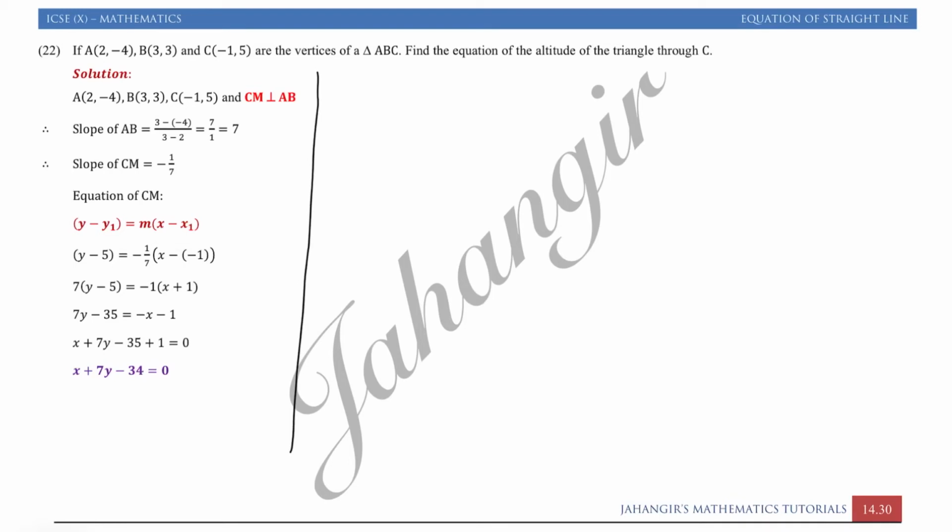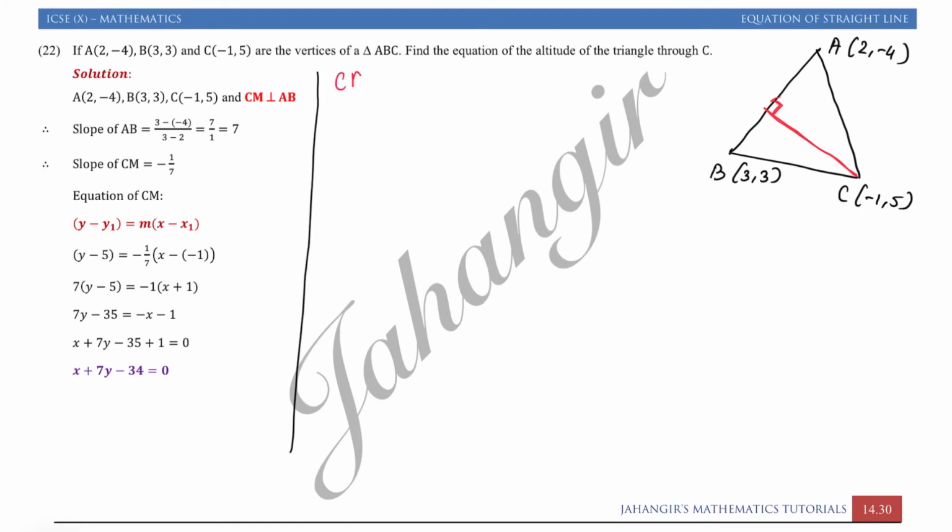If A, B, C are the vertices of triangle ABC whose coordinates are given, let us write them down: A (2, -4), B (3, 3), C (-1, 5). We have to find the equation of the altitude through C. Say we have to draw an altitude from C, so let CM be perpendicular to AB.